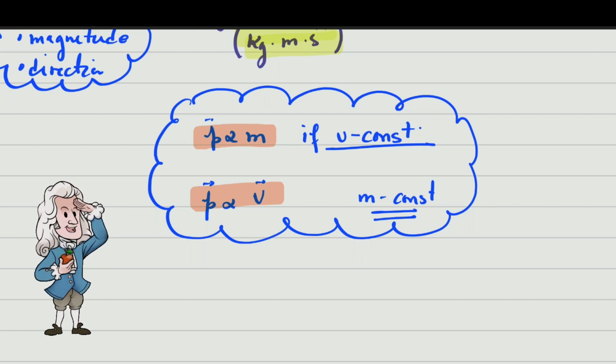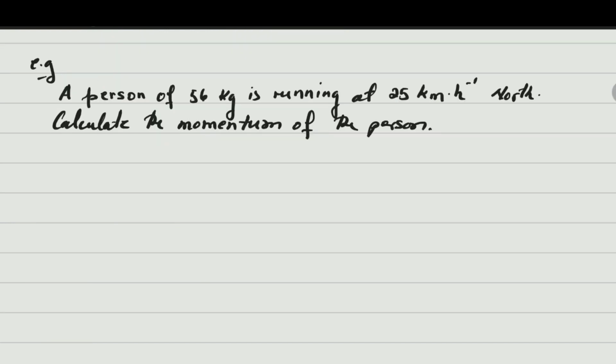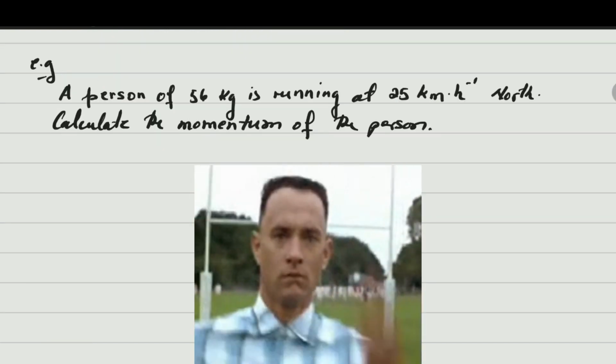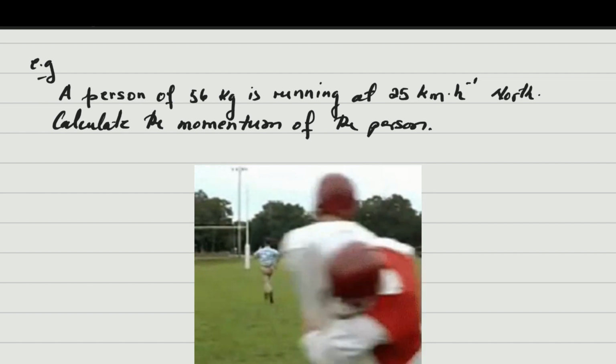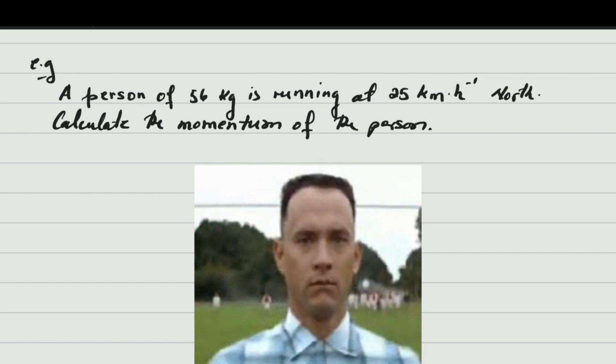Now, without talking much more, we can look at one very simple example so you understand this definition of momentum better. This example says a person of 56 kg is running at 25 km per hour north. Calculate the momentum of the person.